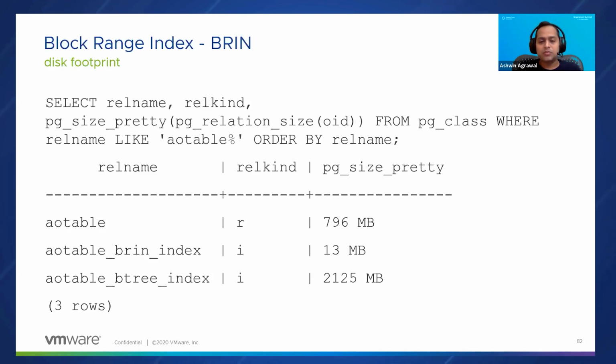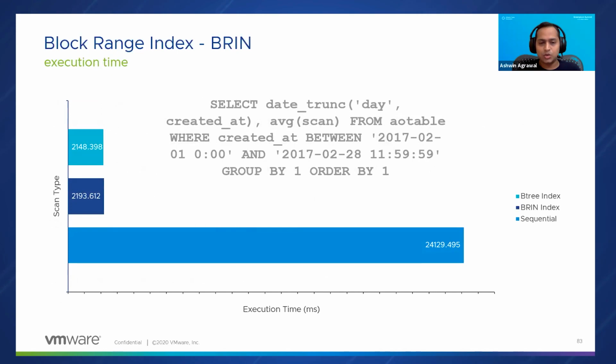On the next slide, if we look at it from the perspective of execution, I'm running a select query to get all the records for just February as a month. A sequential scan takes a huge amount of time. But the time difference between the scan with the B-tree index and the Brin index is not that much. So even with such a small disk footprint, Brin gives you query performance efficiency similar to B-tree. If you're doing range queries like these, not singleton lookups, Brin index comes very handy if you have sorted data.